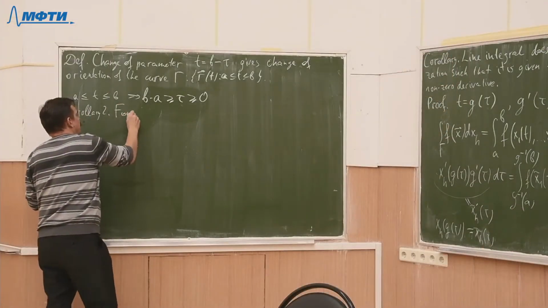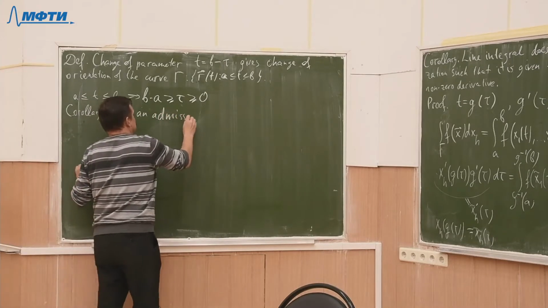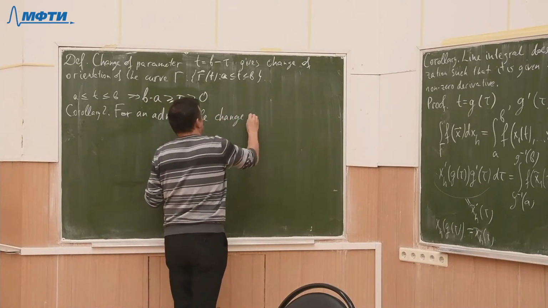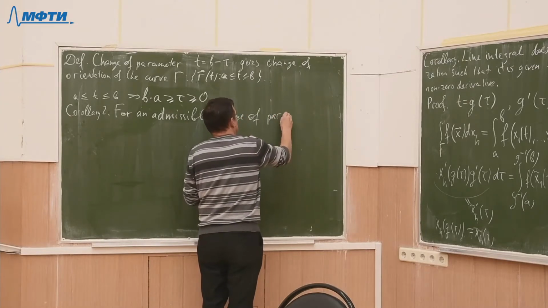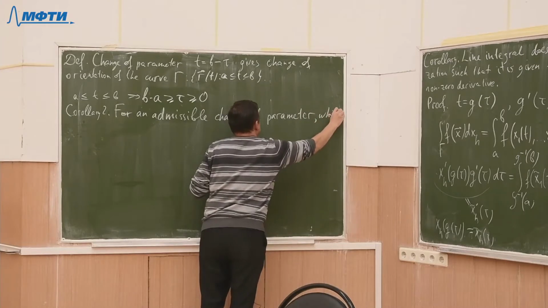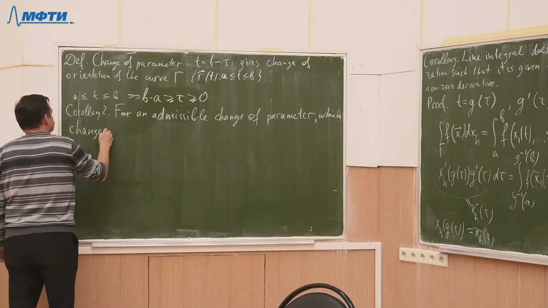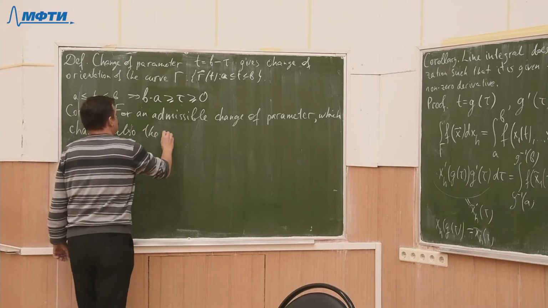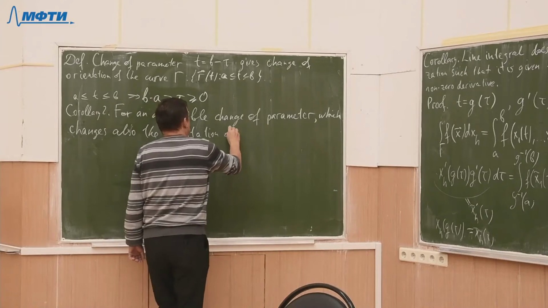For an admissible change of parameter which changes also the orientation of a curve.